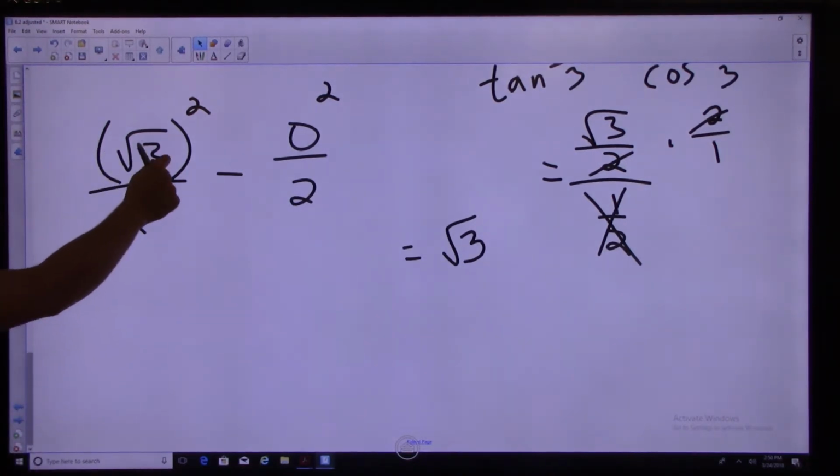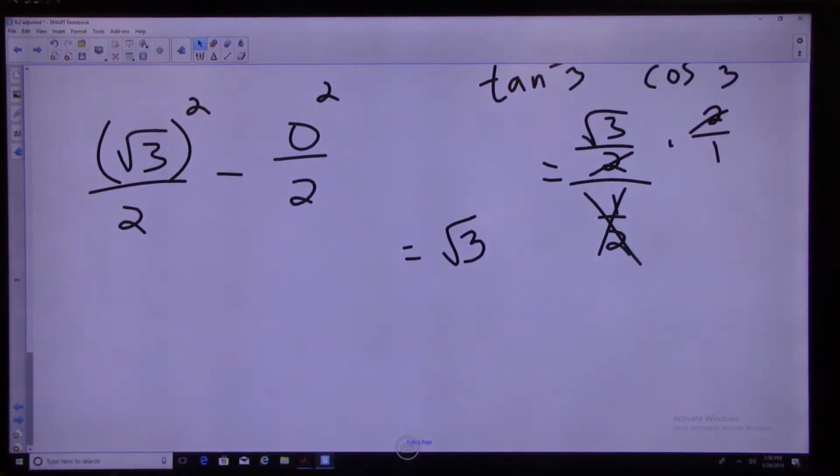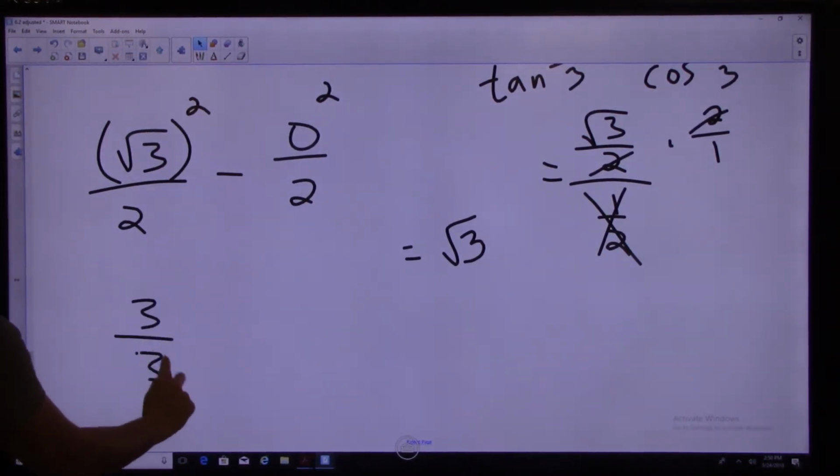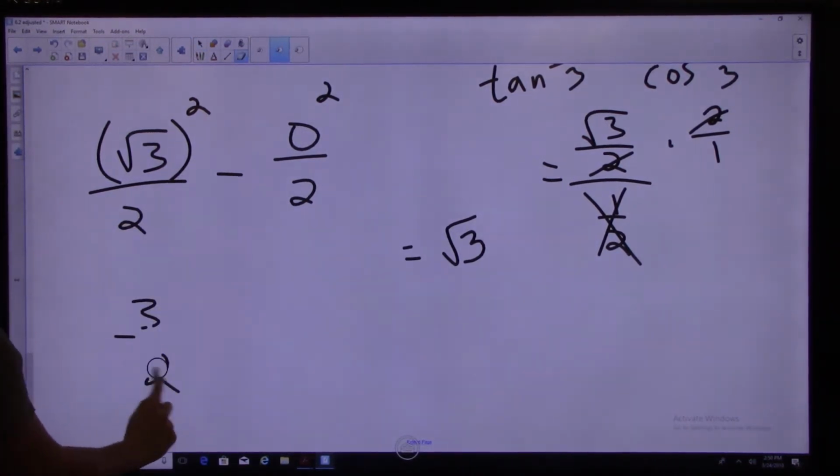So what is the square root of 3 squared divided by 2? The square root of 3 squared is going to be 3. So it's 3 over 2. Not bad.